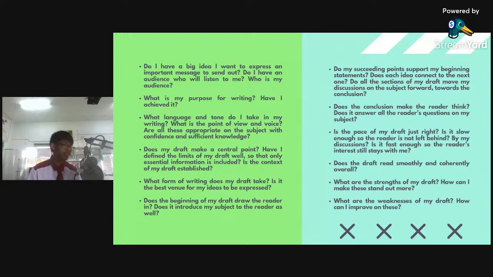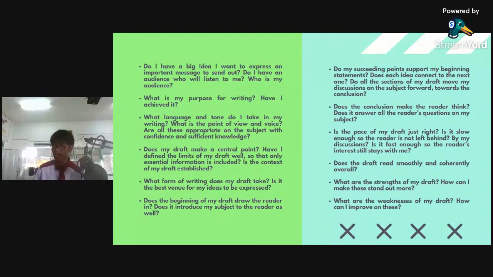What's the whole point of making something if there is no message, right? That's just strange, right? The whole idea of making an essay is to deliver a topic, to answer on something. Hence, it is important to have the big idea being expressed, right?